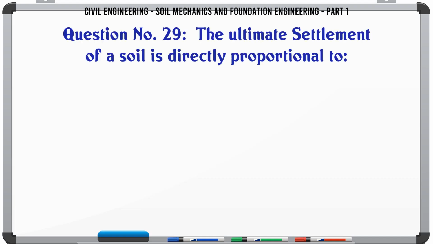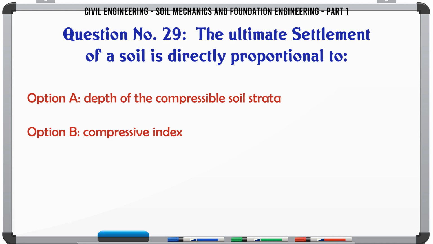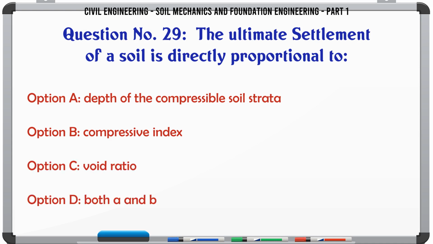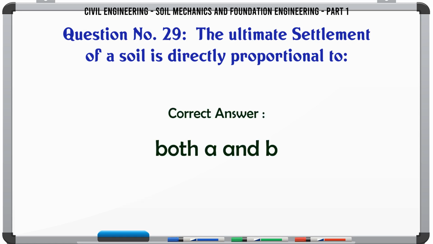The ultimate settlement of a soil is directly proportional to A. Depth of the compressible soil strata, B. Compressive index, C. Void ratio, D. Both A and B. The correct answer is both A and B.